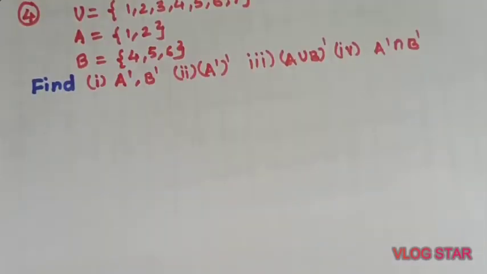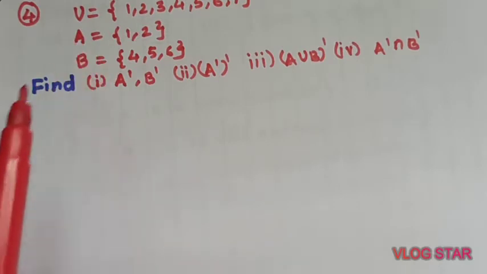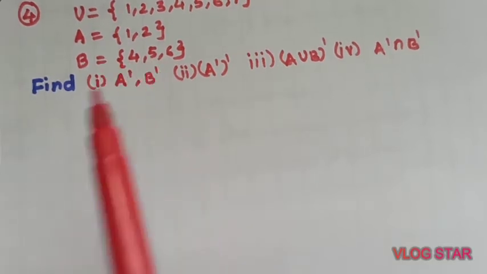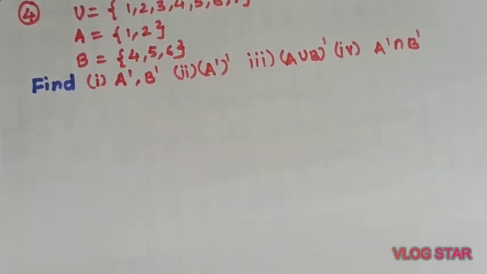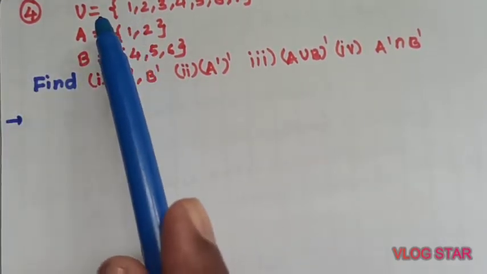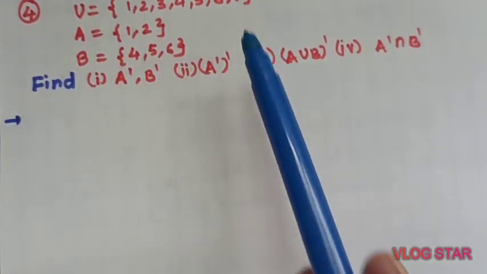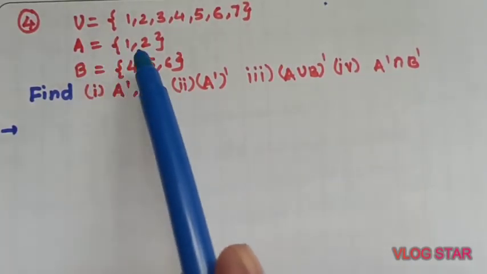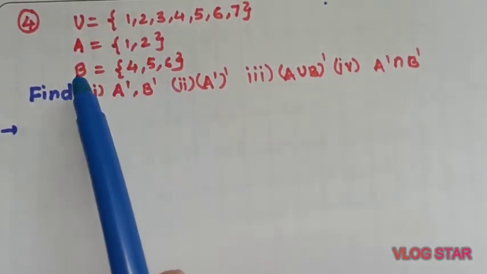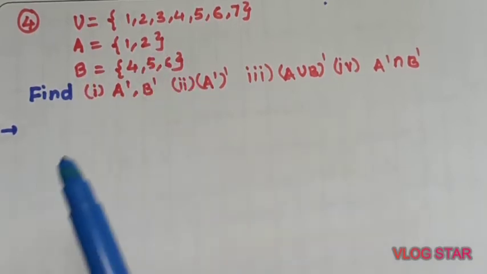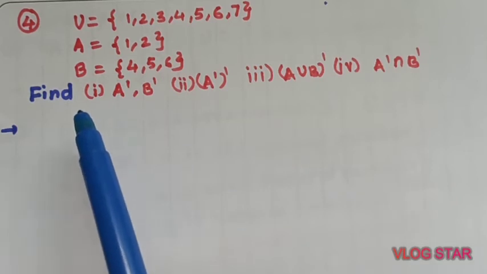Before learning properties of complement of set, look at this last example and observe carefully. We will get few properties through this example itself. The question is that universal set is given which contains 1 to 7. A is given which is having 1 and 2. Set B which contains 4, 5 and 6. We are supposed to find different things.